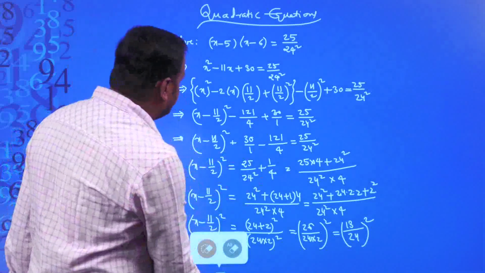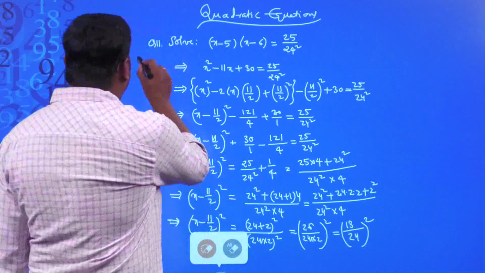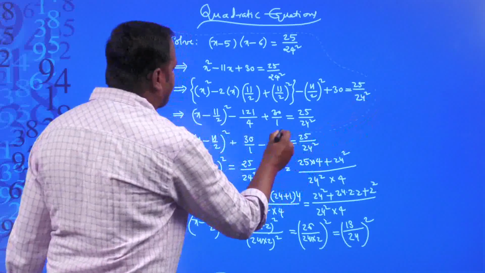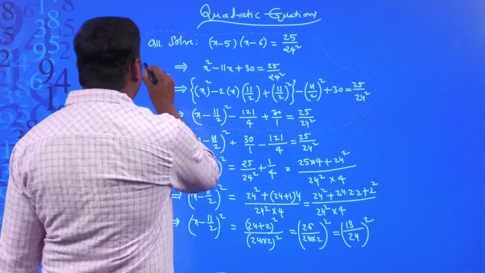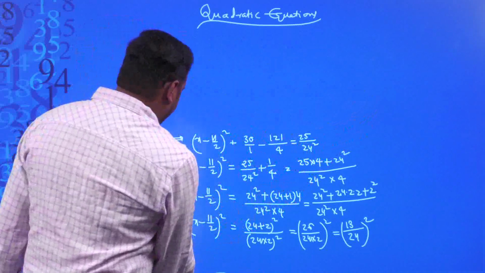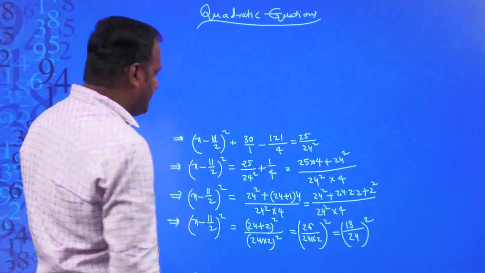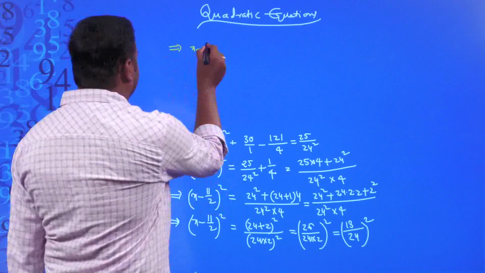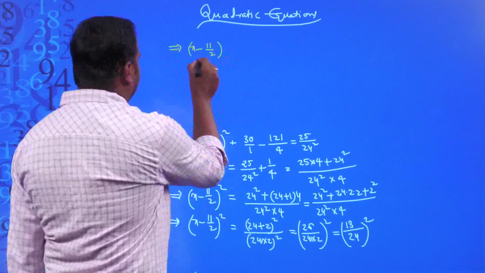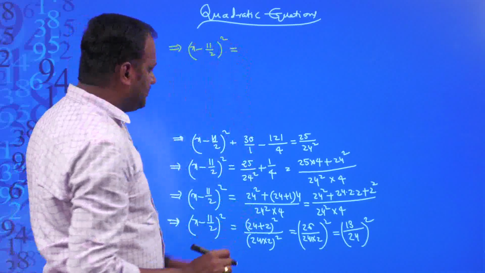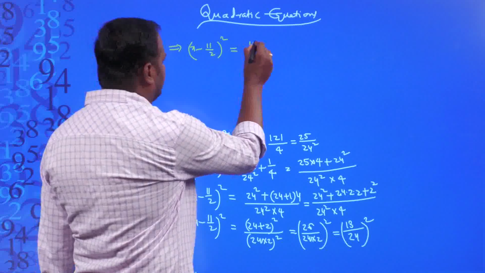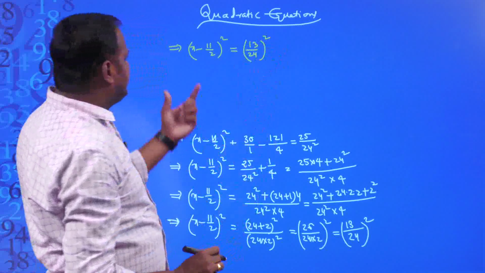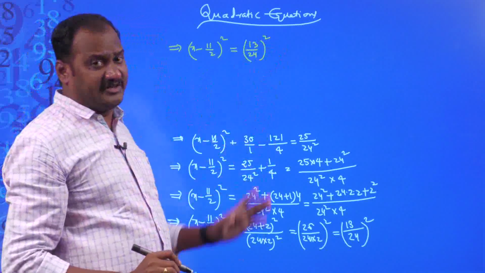So, I am going to erase a few steps of this problem. Let me take this: x minus 11 divided by 2 whole square is equal to 13 divided by 24 whole square. See, left hand side has a square and right hand side has a square. Can we remove both the squares?